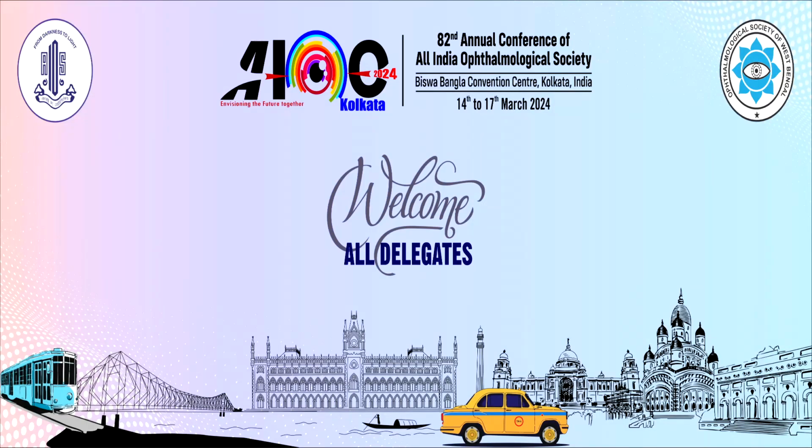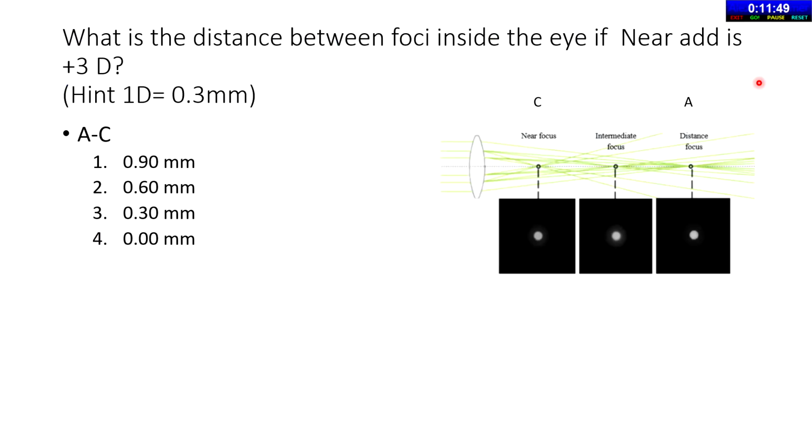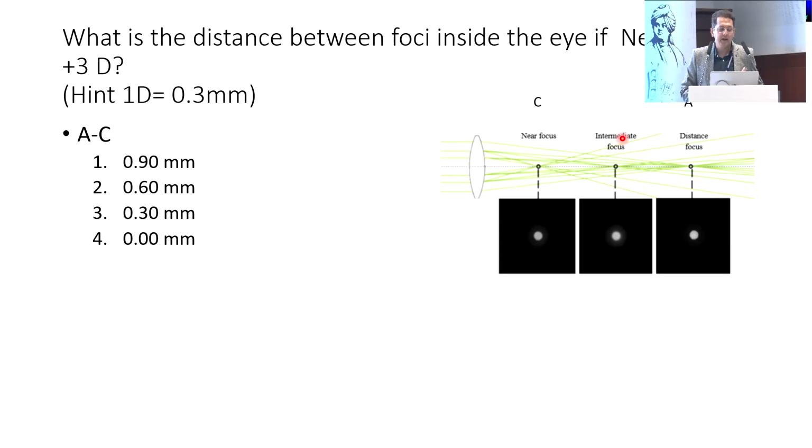Okay. So this is a small question for the audience. I think we have a few. So you can just try to answer this. This is a very tricky question. So what is the distance between the foci inside the eye if the near add is +3 diopters? Okay, the hint is that every 1 diopter is equal to 0.3 mm. So can any of you answer this question?